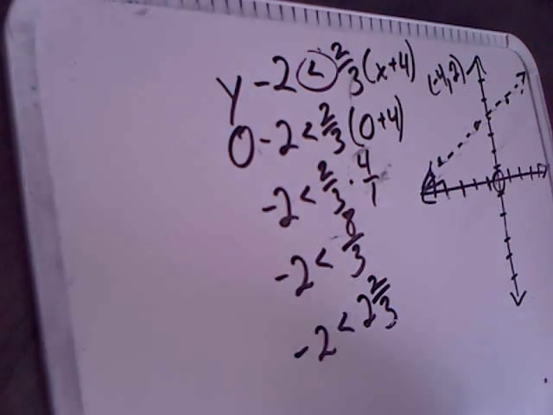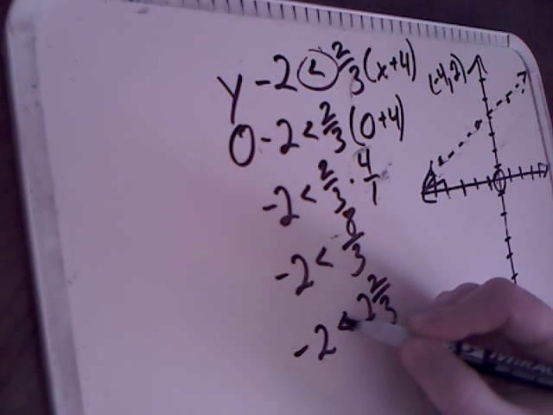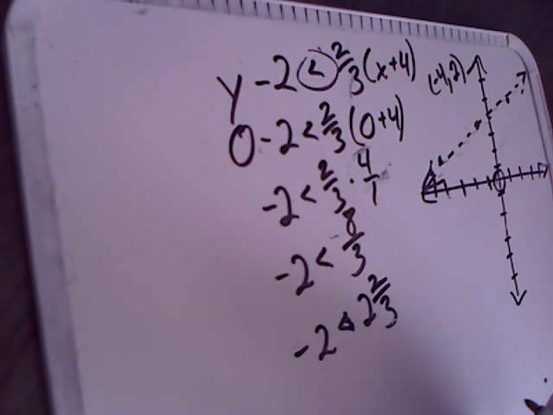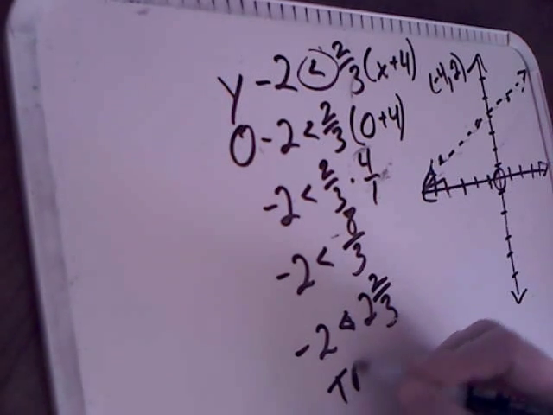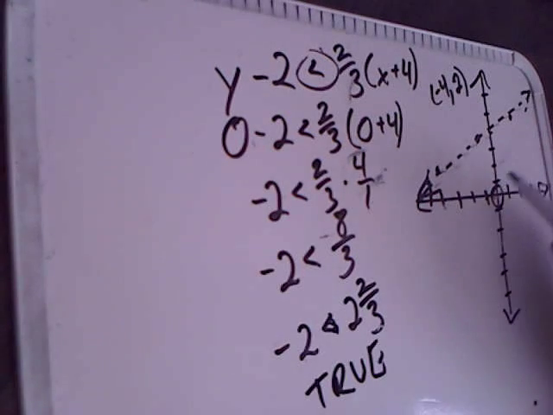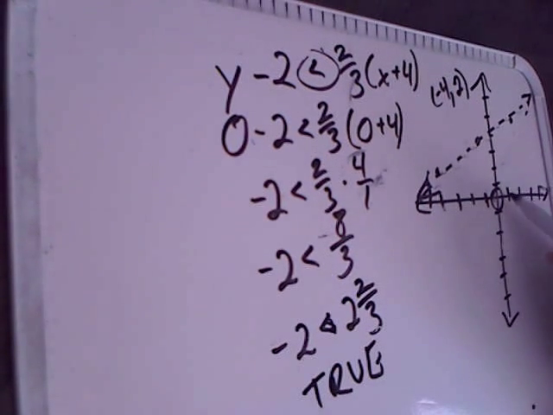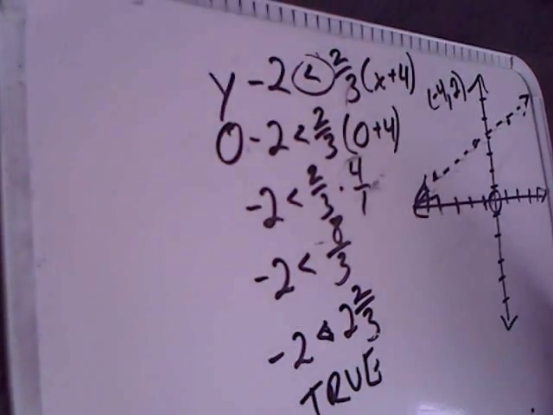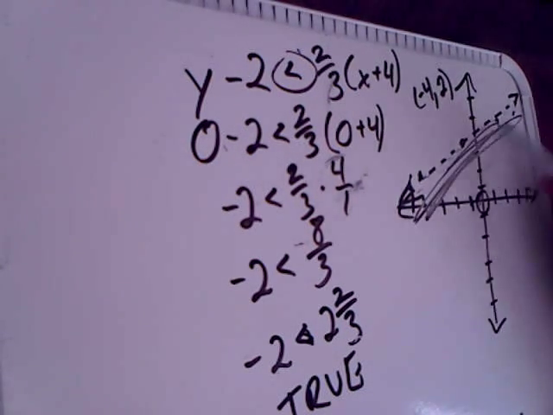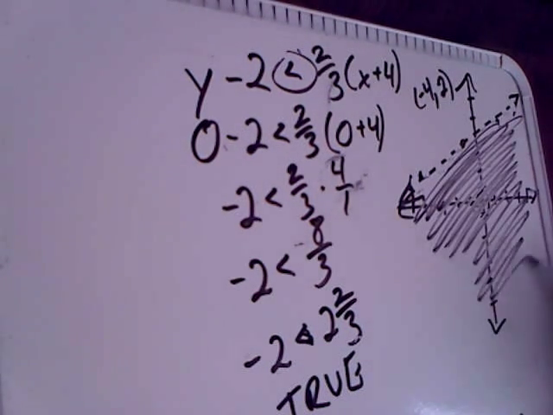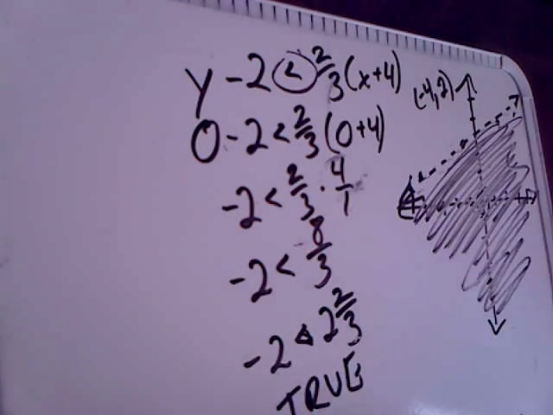The mouth of the crocodile, sure, is eating the 2 2/3, so that's good. That's true, which means I'm going to shade in the side of the line with the point that I put into the equation. So because I put 0, 0, I'm going to shade all this in, and I've just graphed my inequality.